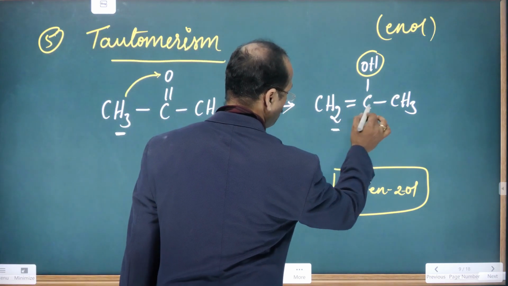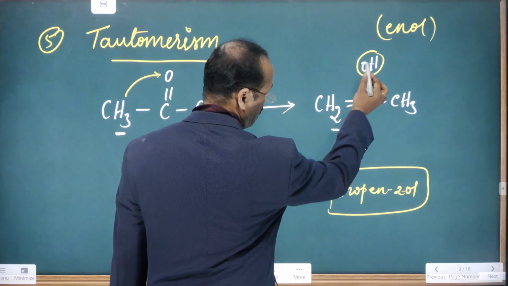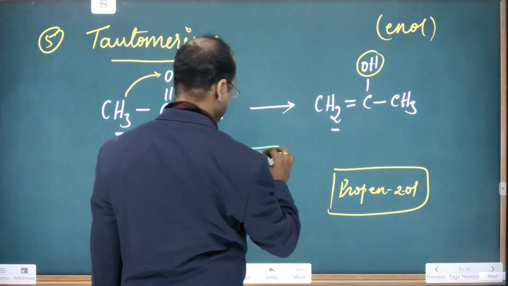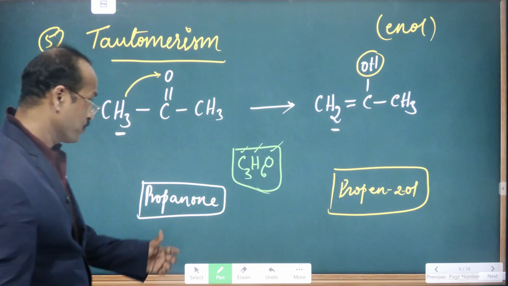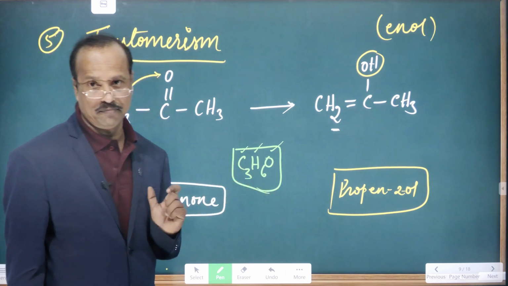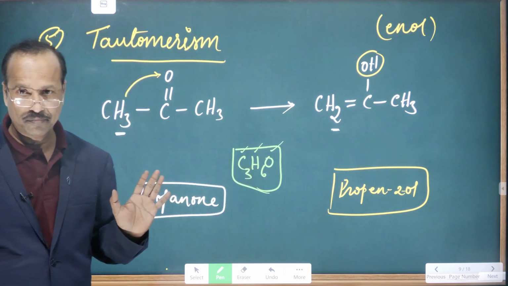Now let us find here. How many carbons? 1, 2, 3. So 3 carbons. And how many hydrogens? 2 hydrogens here plus 1, 3 plus 3, 6. So 6 hydrogens. And here one oxygen. So here the formula remains the same. Both the compounds have the same molecular formula.